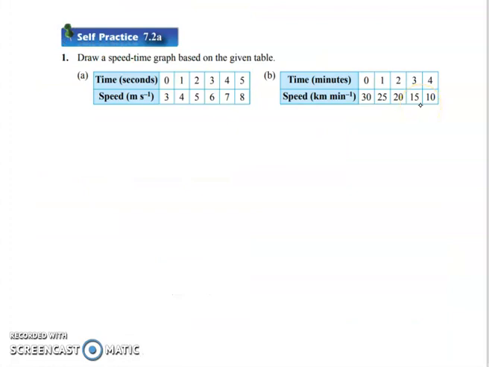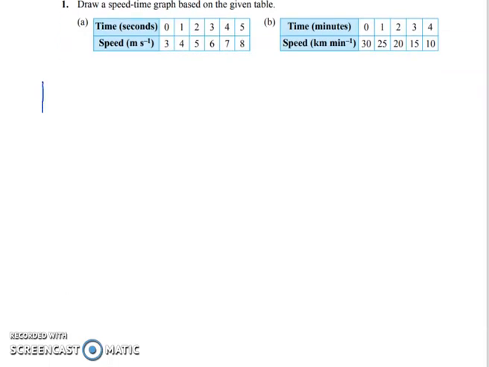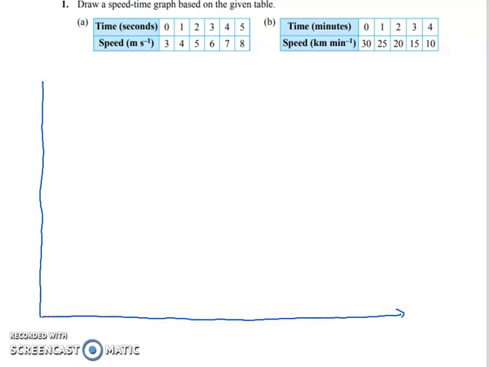Now let's look at these questions from your textbook, Self-Practice 7.2a. Draw a speed time graph based on the given table. Make sure you use either your maths grid book or your graph paper for this exercise. We'll be doing question 1a. You have the time in seconds here and the speed in meter per second. Right now, let's just draw out our y-axis and our x-axis and choose our labels.